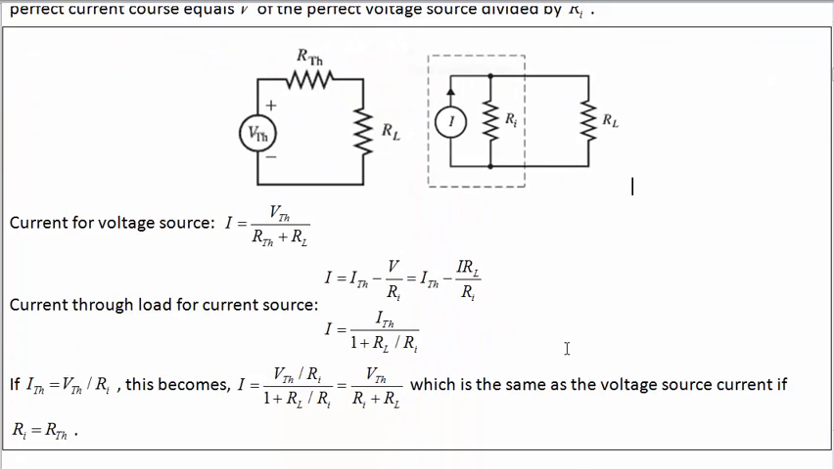All right, so let's figure out the current for the voltage source and the current through the load for the current source. And if the Thevenin current is the Thevenin voltage over the internal resistance, then we find that the internal resistance is just the Thevenin resistance.